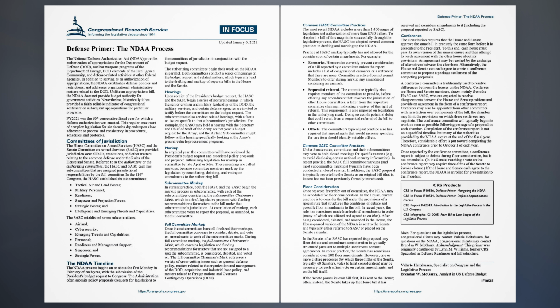Alternatively, the House and Senate can each agree to create a conference committee to propose a package settlement of the competing proposals. A conference committee is traditionally used to resolve differences between the houses on the NDAA. Conferees are House and Senate members, drawn mainly from the HASC and SASC, who are expected to resolve disagreements between the House and Senate positions and provide an agreement in the form of a conference report. Conferees may also be appointed from other committees with jurisdiction over components of the bill. The chamber may limit the provisions in which these conferees may negotiate.